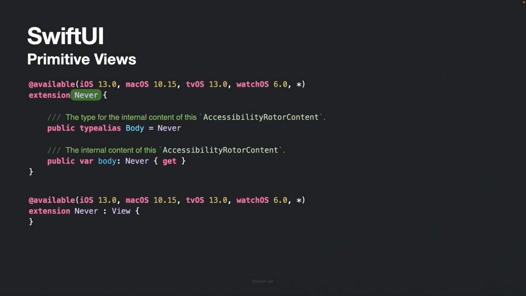When we see the SwiftUI documentation, we also see that Never is also conforming to View. That is how SwiftUI can declare its body as Never, because Never is also a View, to satisfy that View protocol. So body is Never.